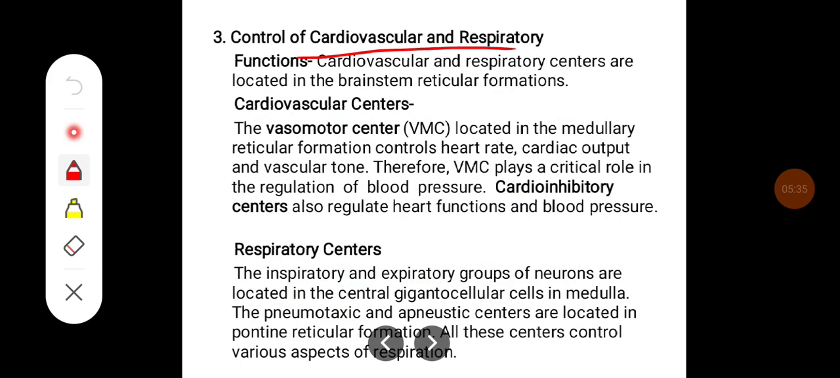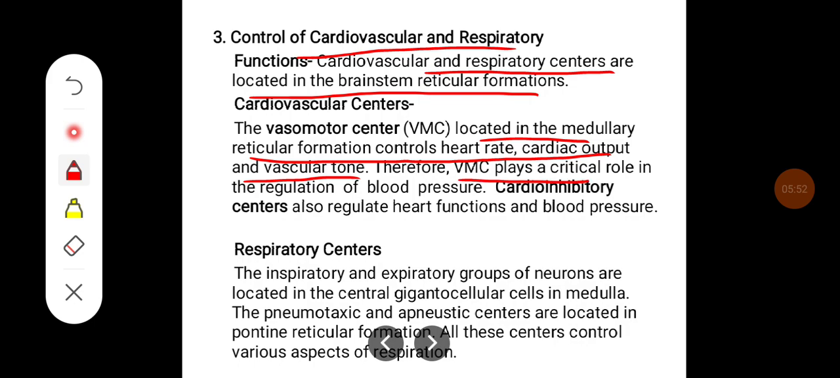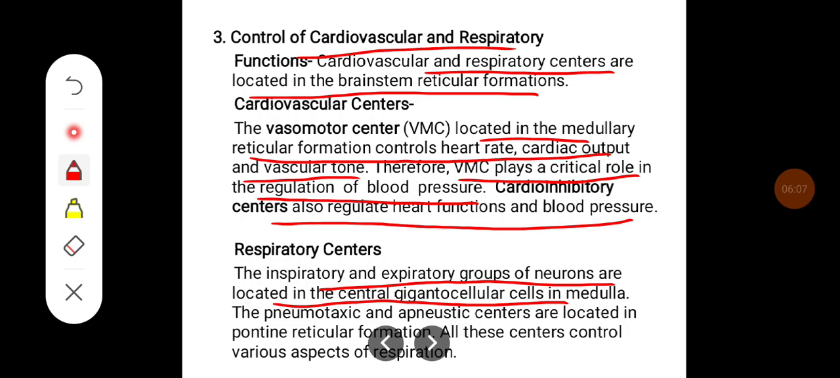Then control of cardiovascular and respiratory centers. The cardiovascular and respiratory centers are located in the brainstem reticular formation. The vasomotor center located in the medullary reticular formation controls heart rate, cardiac output, and vascular tone. Therefore, the VMC plays a critical role in the regulation of blood pressure. The cardioinhibitory center also regulates the heart functions and blood pressure. Respiratory centers: the inspiratory and expiratory groups of neurons are located in the central gigantocellular cells in the medulla. The pneumotaxic and apneustic centers are located in the pontine reticular formation. All these centers control various aspects of respiration.